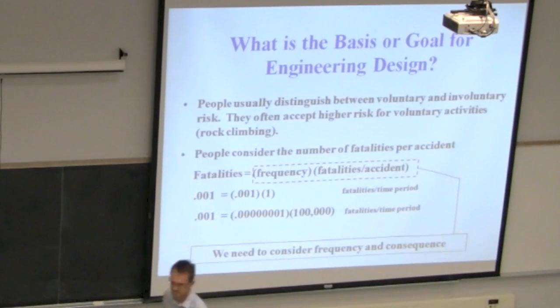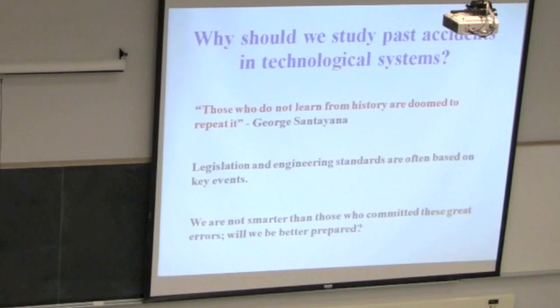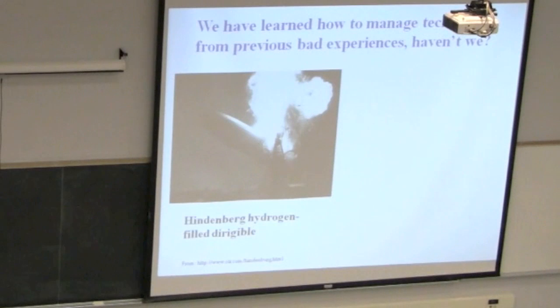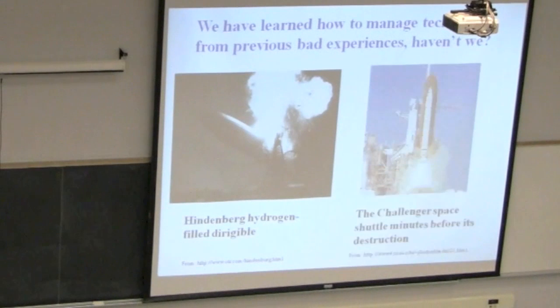Okay, so standard quote: we need to learn from history, but we don't. So here's the Hindenburg that crashed in New Jersey, in 1937. So a hydrogen explosion. Then we did the same thing again with the Challenger space shuttle. So a large explosion there due to fuel leaks.